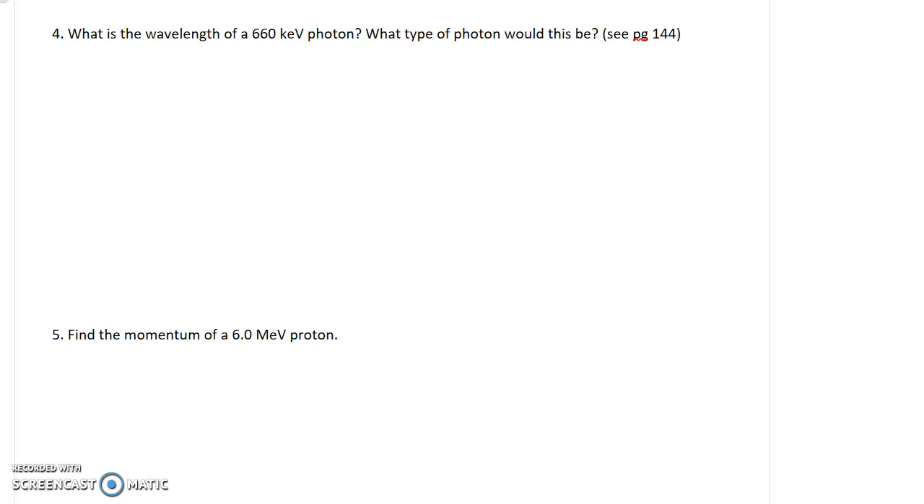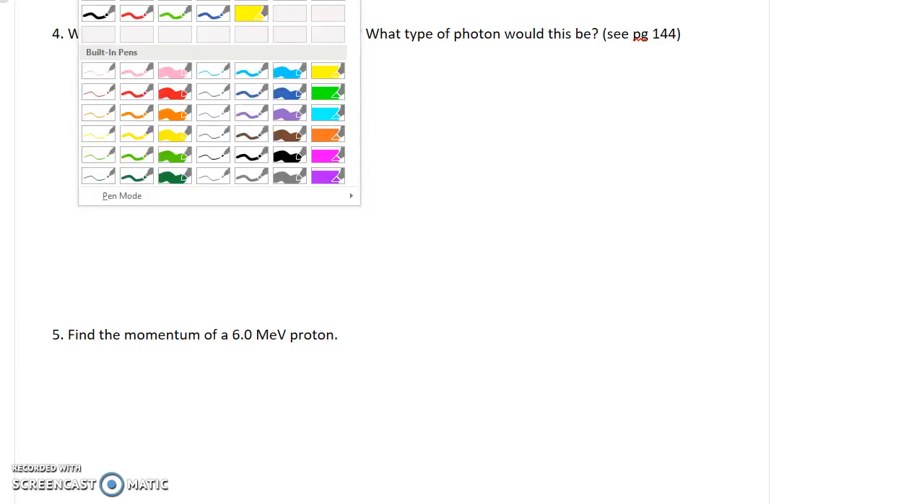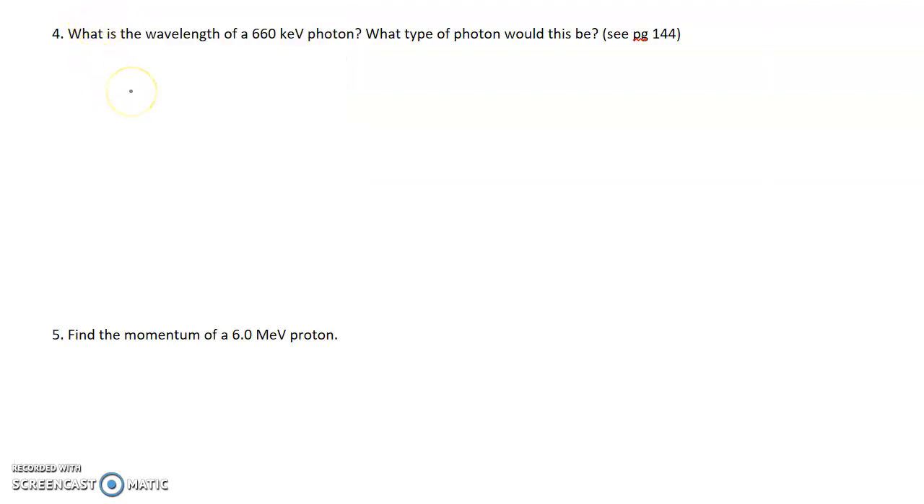Okay, so this is Compton effect part 2, and we're just going to take a look here at what is the wavelength of a 660 kilo electron volt photon, and what type of photon would this be? Because this is a photon, the energy is equal to pc, right? And we want to find the wavelength. We've been given the energy, and so here the key is within the momentum.